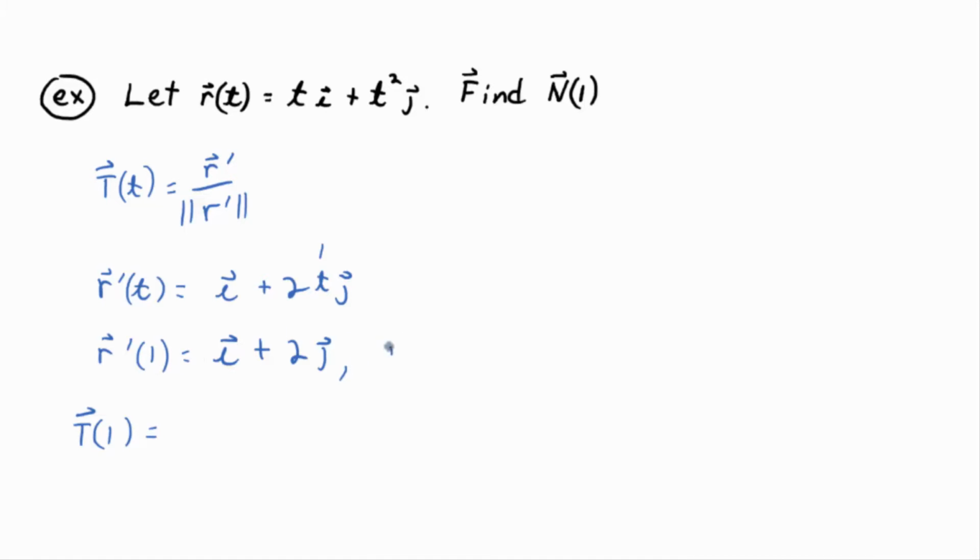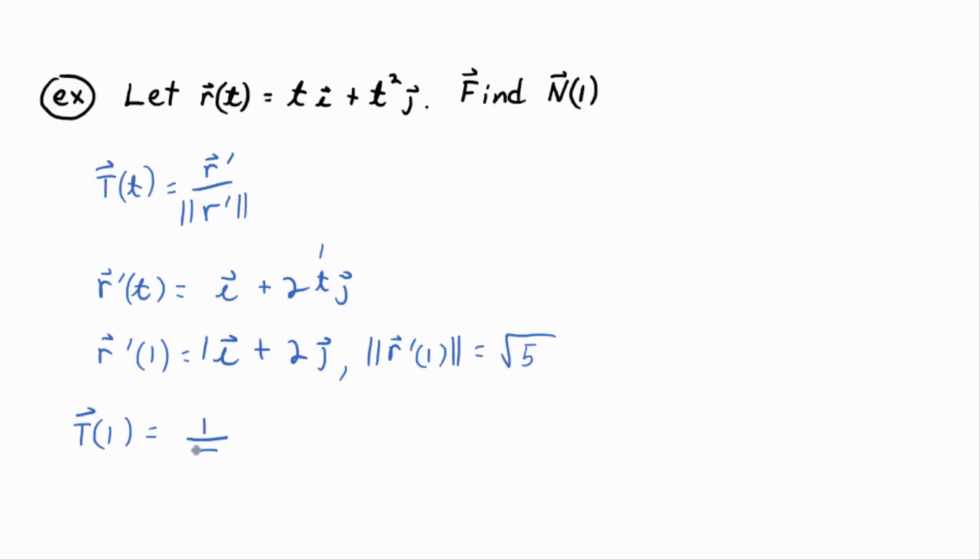So what do we have to do with r prime of 1? Let's go ahead and find that magnitude. What's the magnitude? Root 5 though, right? Because you've got to square that 2. Right? So you take 1 squared plus 2 squared underneath the radical, root 5. And so if you multiply r prime of 1 by 1 over root 5, what do you get for T of 1?